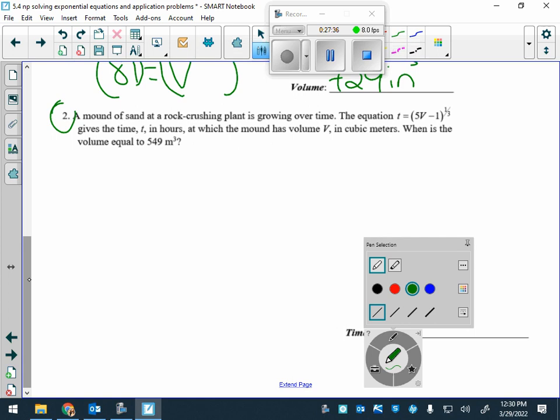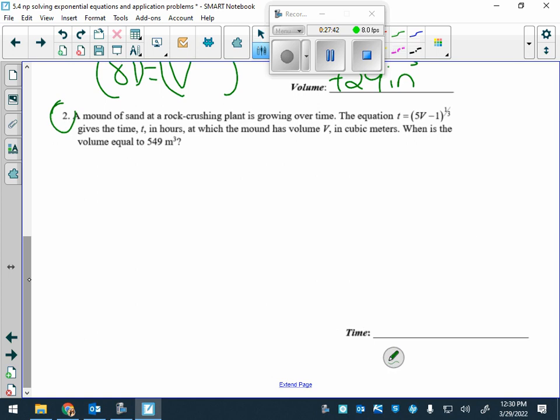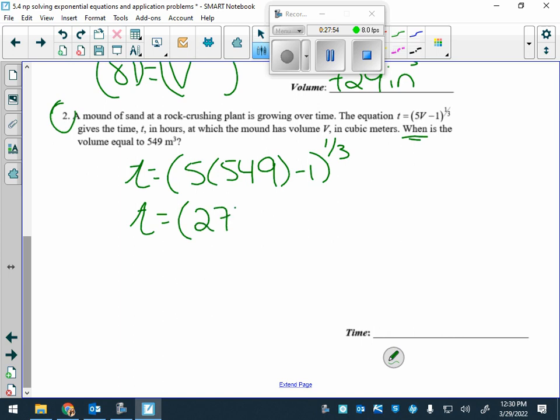How about number 2? How many hours? Phoebe? 14 hours. You're finding the when. Okay? T equals minus 1 to the 1/3. 1/3, it gives you the 14 hours.